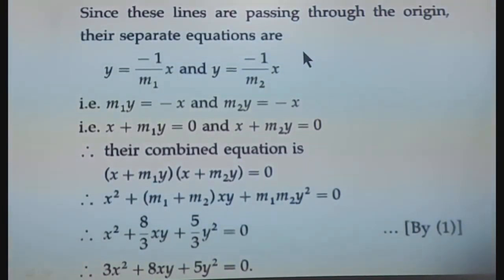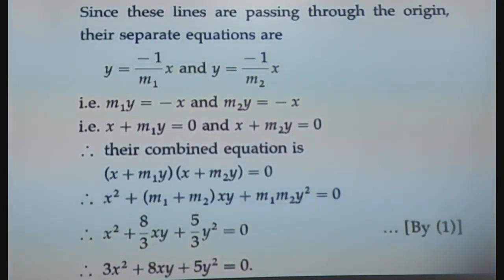In the question, we have to find equations of lines passing through the origin. So we know the form y equals mx. In y equals mx, the constant term c is absent because the line passes through the origin. So for the first line, we substitute the slope minus 1 upon m1. The equation of the first line is y equals minus 1 upon m1 into x, and y equals minus 1 upon m2 into x. After cross multiplying, we get m1 into y equals minus x and m2 into y equals minus x. After transferring minus x to the left hand side, we get x plus m1y equals 0 and x plus m2y equals 0. These are the equations of lines passing through the origin having slopes minus 1 upon m1 and minus 1 upon m2.